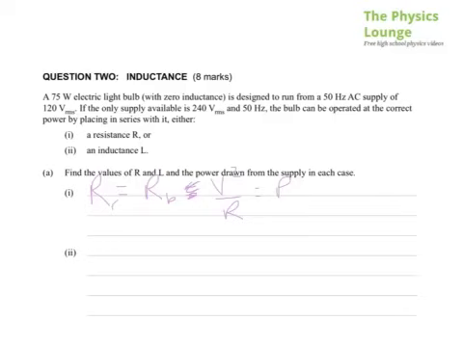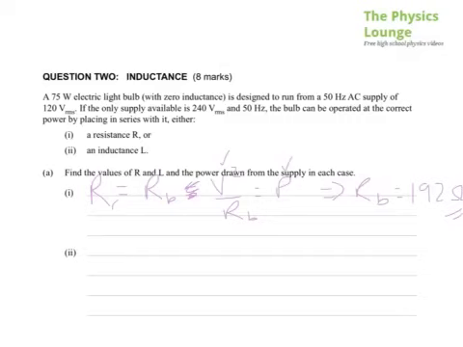We need the resistance, that's what I'm getting to. So we know the power and we know the voltage, 120 volts and 75 watts. We can rearrange for the resistance of the bulb, and when you plug in the numbers that'll give us 192 ohms.